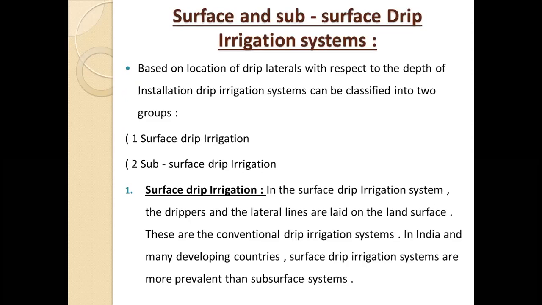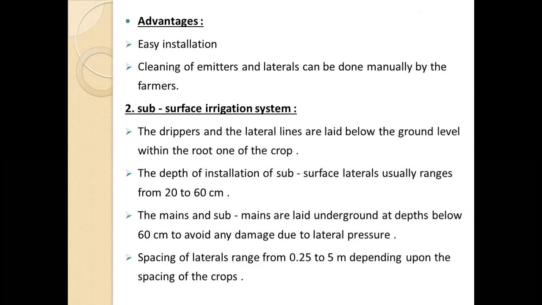Based on the location of drip laterals with respect to the depth of installation, drip irrigation systems can be classified into two groups. First is surface drip irrigation, and second is subsurface drip irrigation. In surface drip irrigation, drippers and lateral lines are laid on the land surface. These are the conventional drip irrigation systems in India and many developing countries. Surface drip irrigation systems are more prevalent than subsurface systems. The advantage is that it is easy to install and the cleaning of emitters and laterals can be done manually by the farmers.